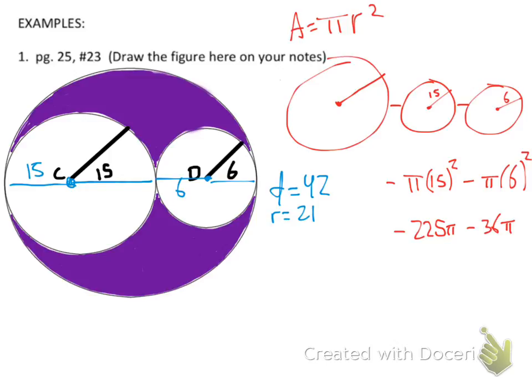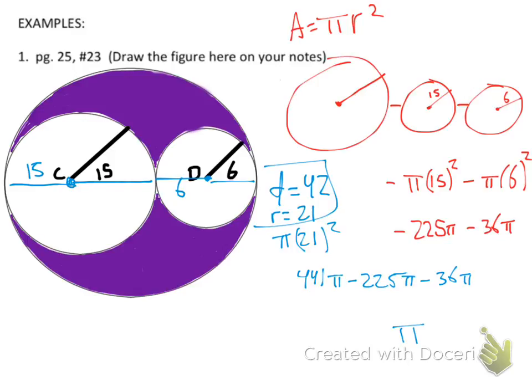But we now know that I will use this as pi times 21 squared. What is 21 squared? 441 pi. I'm going to subtract the 225 pi and subtract the 36 pi. They're all like terms that end in pi. So my answer will be pi, not some decimal. What's 441 minus 225 minus 36? Take your calculators out. 180 exactly. So the answer is 180 pi.